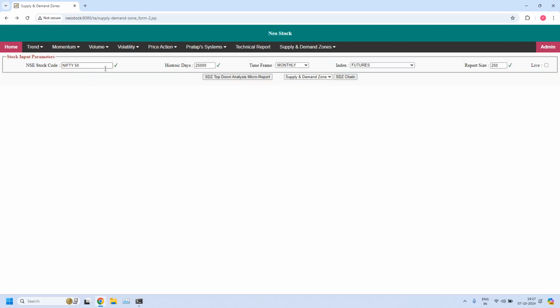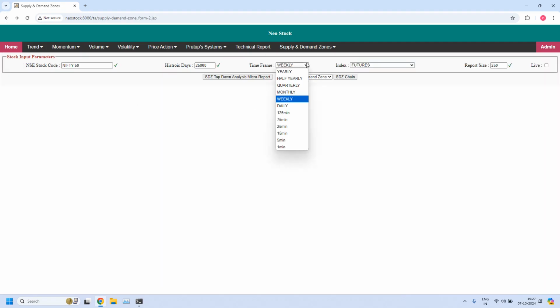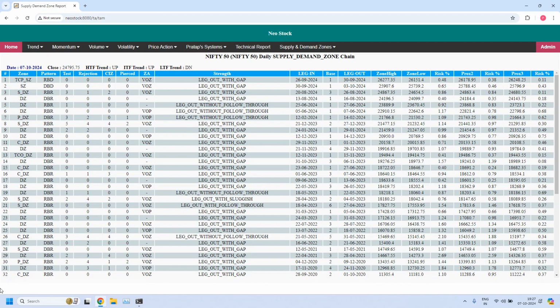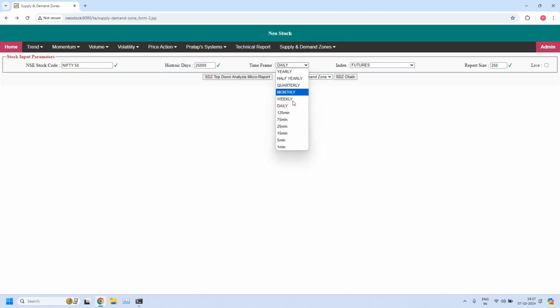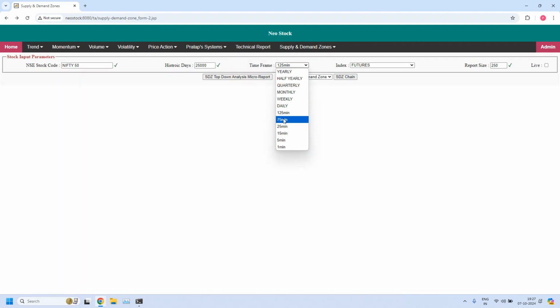So next for Nifty, I'm changing the time frame to weekly and generating weekly supply demand zone chain for Nifty. Next time frame is daily, generating daily supply demand zone chain for Nifty. Next time frame is 125 minutes, generating 125 minute supply demand zone chain for Nifty. Next time frame is 75 minutes, generating 75 minute supply demand zone chain for Nifty.